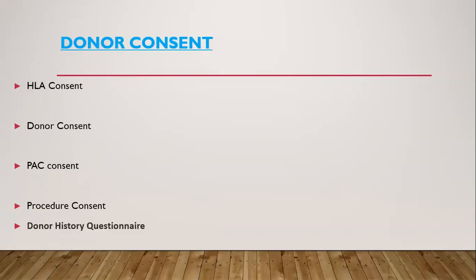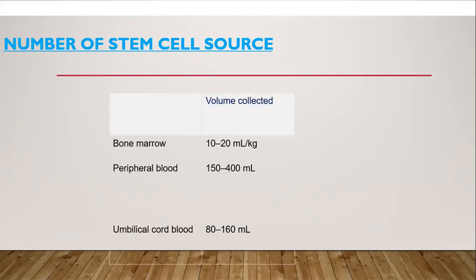So, if we are selecting a donor based on the HLA, we have to take the HLA consent, donor consent, PAC consent, procedure consent, and the donor history questionnaires. For stem cell source and volume collected: bone marrow we collect 10 to 20 ml per kg, peripheral blood 150 to 400 ml, and umbilical cord blood 80 to 160 ml.